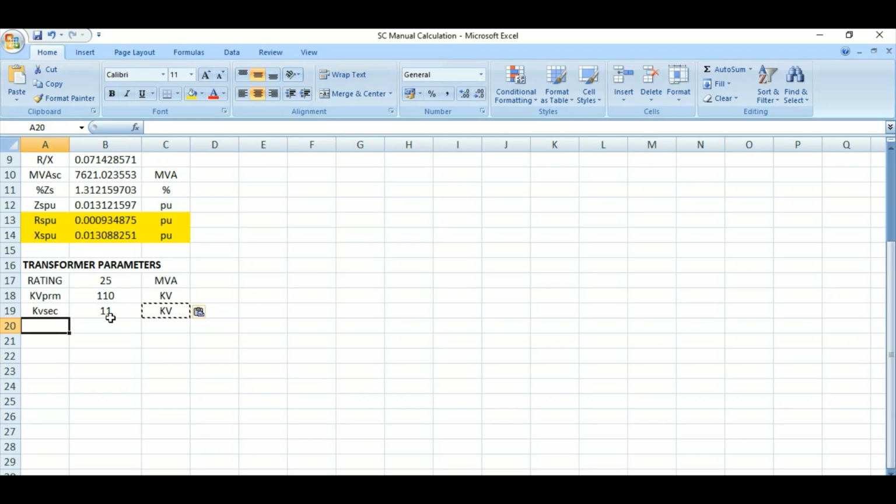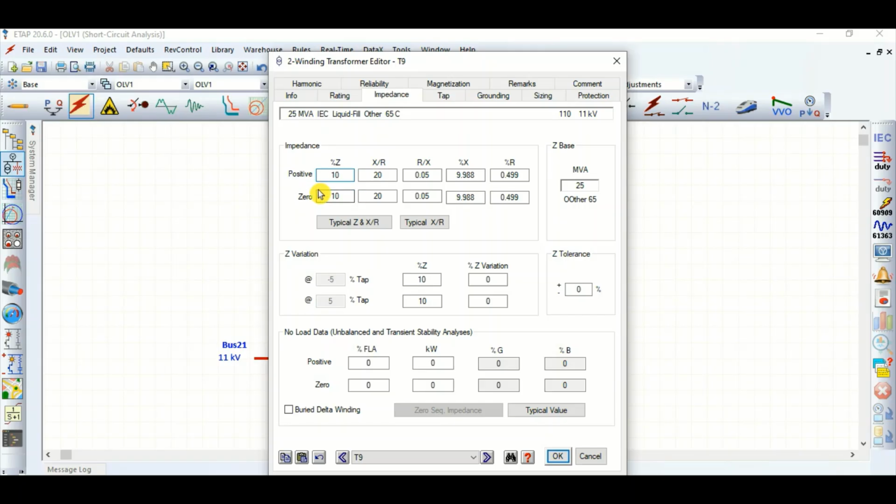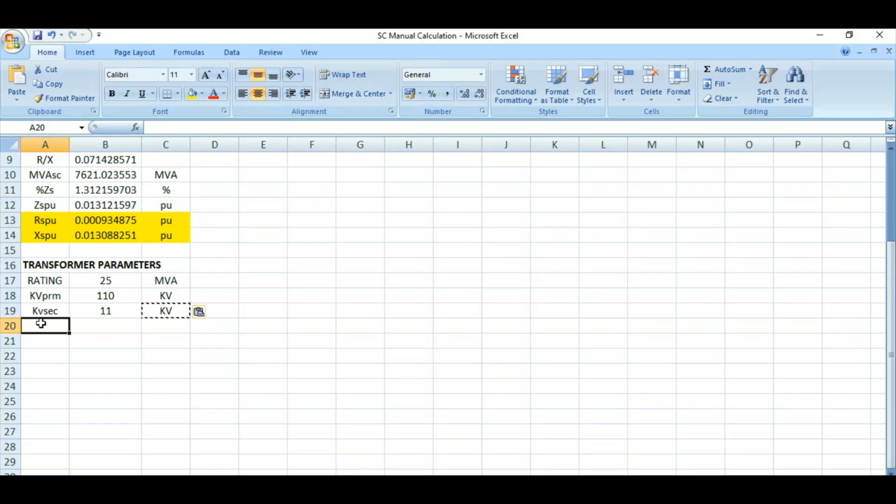Okay, and what is the percentage impedance and X by R ratio? We will check. Here the percentage impedance Z is 10% and X by R ratio is 20. These are the inputs. So if we write percentage Z, that is 10%. Next, X by R is 20. There is no unit. So what is R by X? R by X equals 1 divided by X by R, which is 0.05.